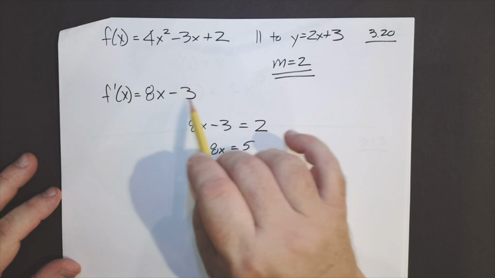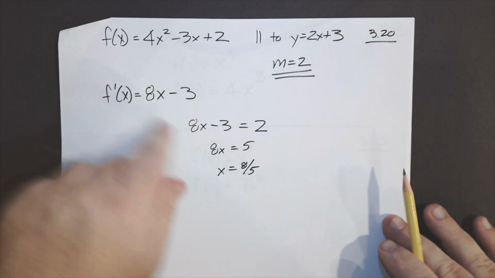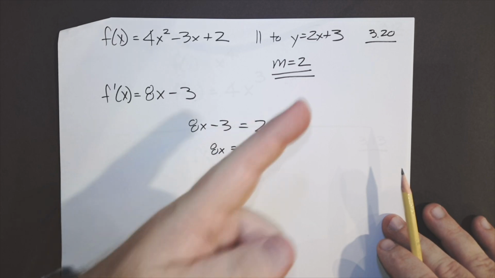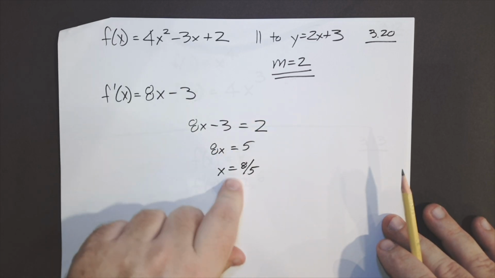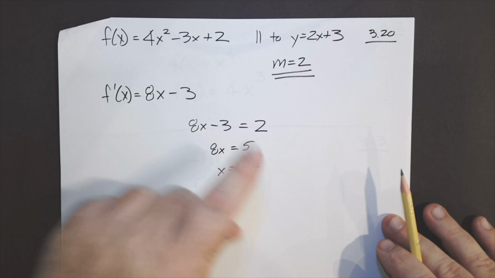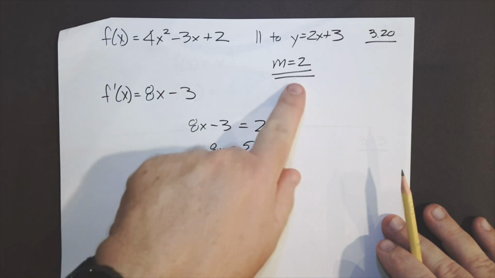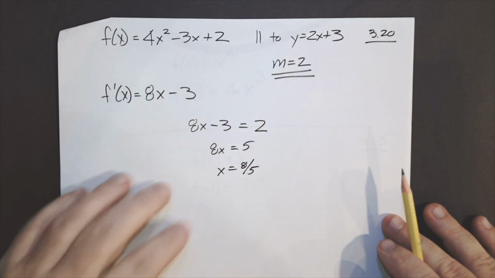So 8x minus 3. And then we set that equal to what the slope is we're looking for, because we want to find the x value that generates that slope. So I solve that and I get 8/5. So this curve here, at 8/5 has a slope of 2, which is parallel to that.